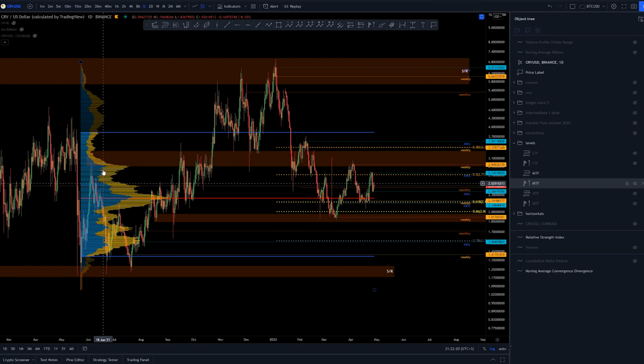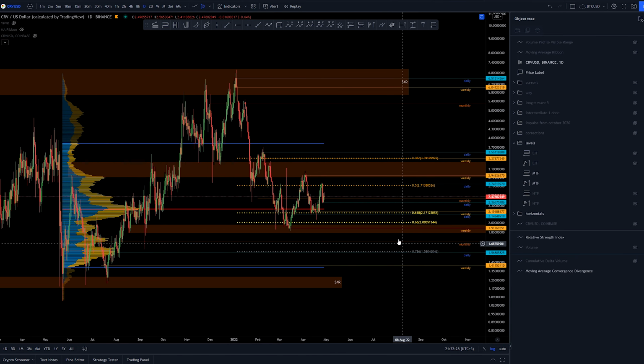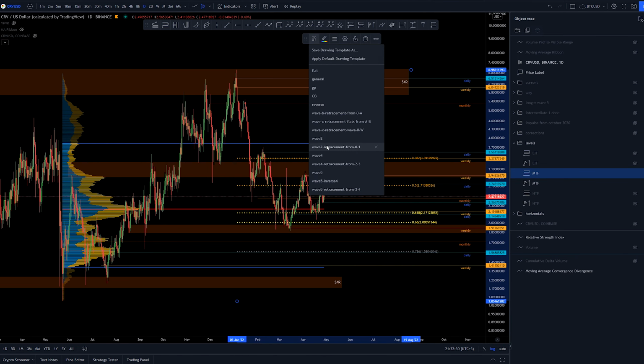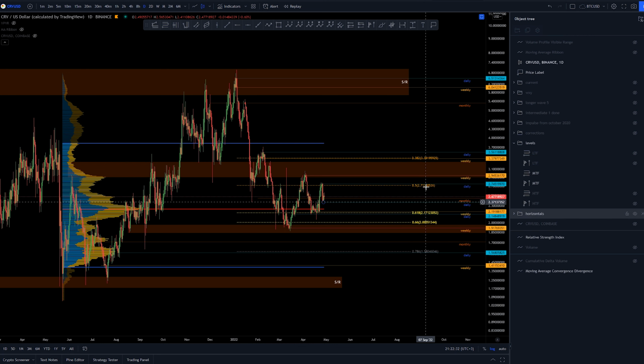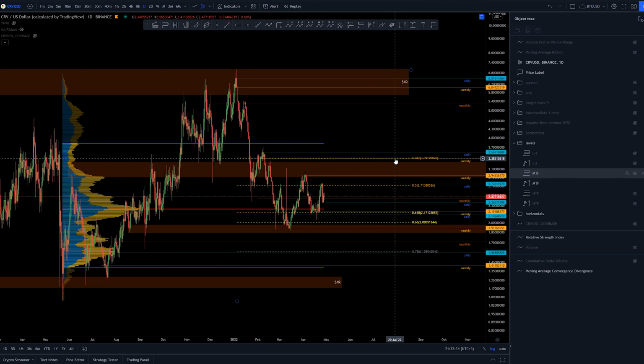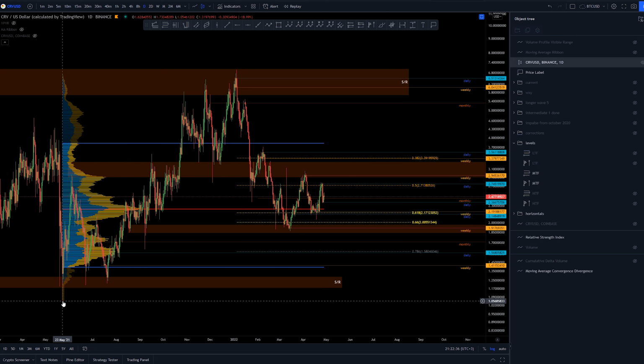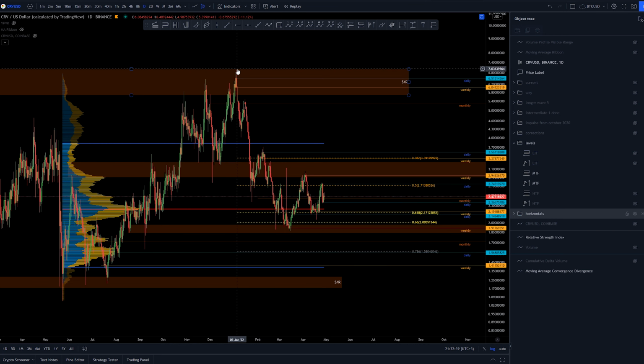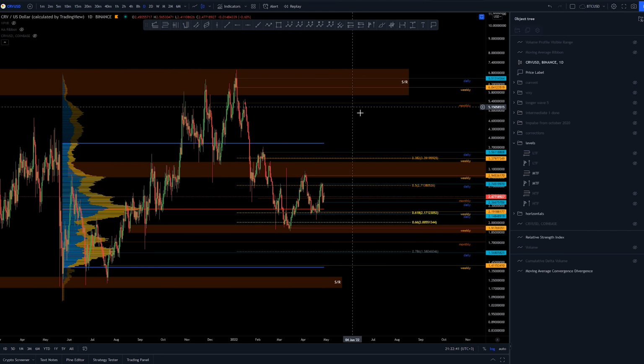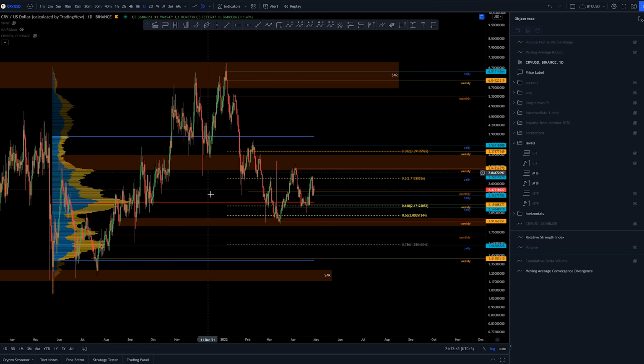We have the volume profile from May 23rd of 2021, and again, why is this looking so weird? There we go. Fibonacci retracement from the lows of May 2021 to highs of January 5th. This gives us the retracement values here.